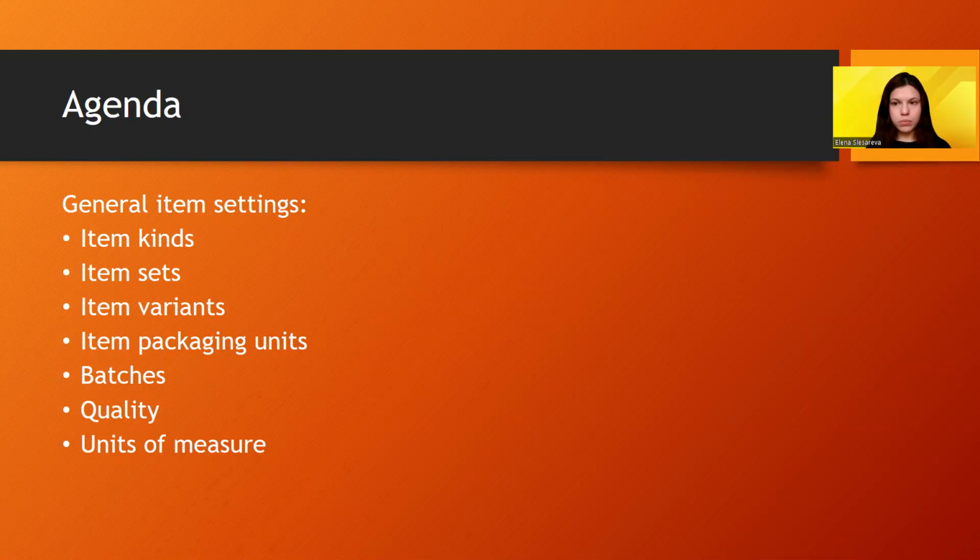Welcome back. Today we will talk about general item settings. I will show you how to enable item kinds, sets, variants, packaging units, batches, quality, and units of measure.